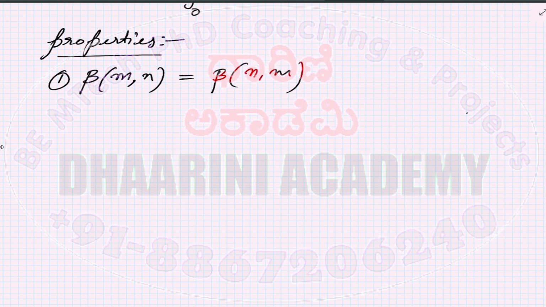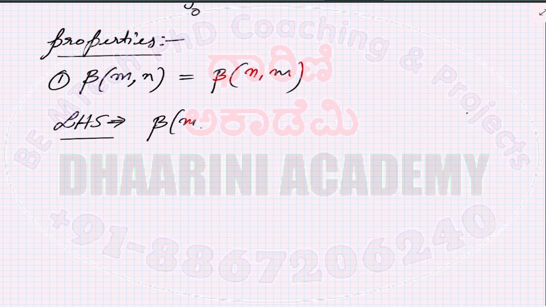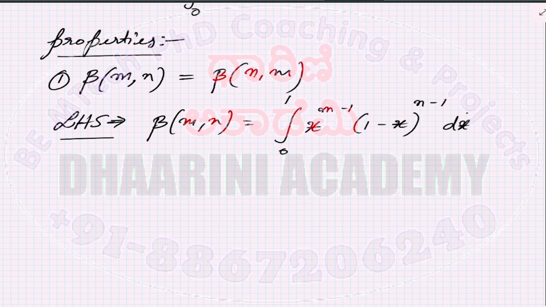Okay, so to start with, let's start from the LHS. LHS says that it is beta of m comma n. So what is beta of m comma n? I use one of the definitions, that is integral 0 to 1, x to the power m minus 1 into 1 minus x to the power n minus 1 dx.